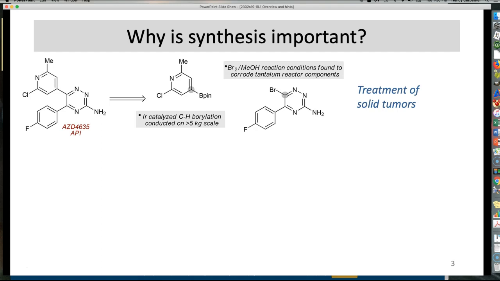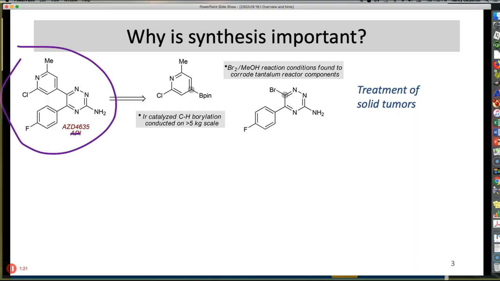But for example, this molecule over here on the left. This guy? AZD. This AZD guy is a pretty small molecule. It's made from two pretty simple pieces. But it's in the second phase of clinical trials as a treatment for solid tumors. So it's a useful and important molecule.